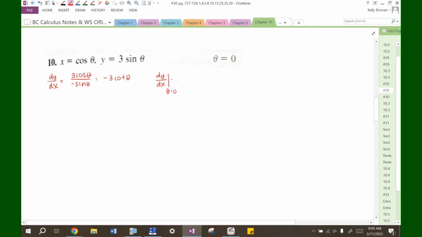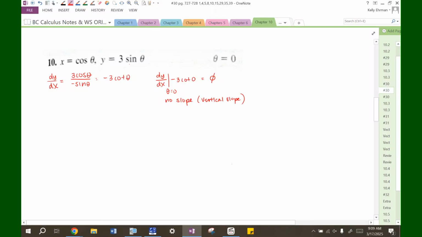Evaluated at theta equals 0. All right, so negative 3 times cotangent of 0. Now, the cotangent of 0 is undefined. Cotangent has its asymptotes at 0 and pi, and tangent is at pi over 2 and 3 pi over 2. So this is no solution. It means that there's no slope. It's probably a vertical slope.